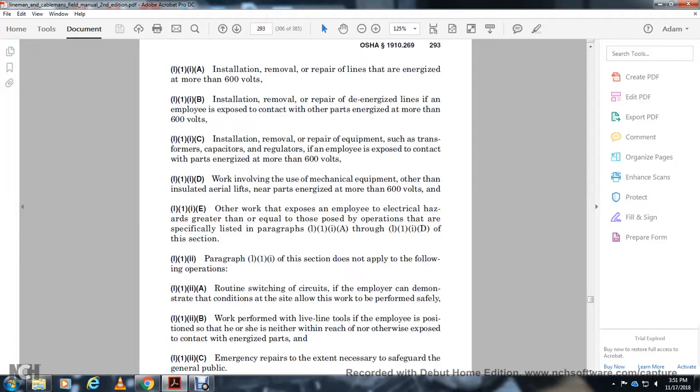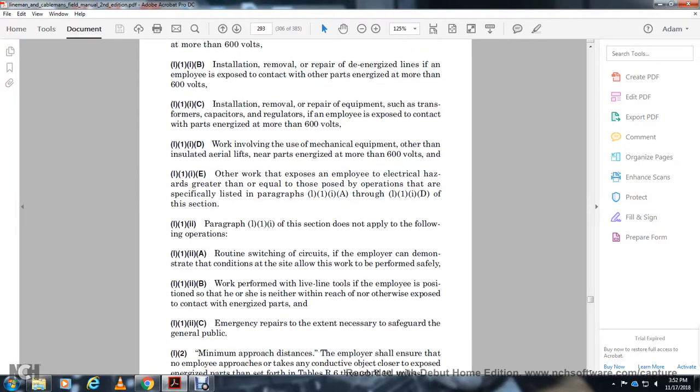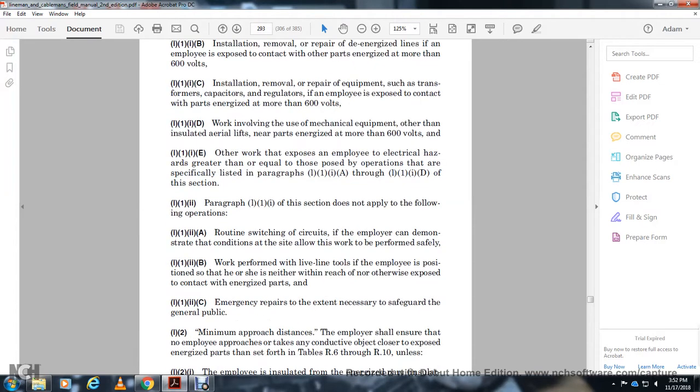Routine switching, where the employer can demonstrate that the conditions of the site allow the work to be performed safely. Work performed with a live line tool where the employee is positioned outside the area within reach of, or otherwise exposed to contact with, the energized parts. Emergency repair work necessary for the safety of the general public.